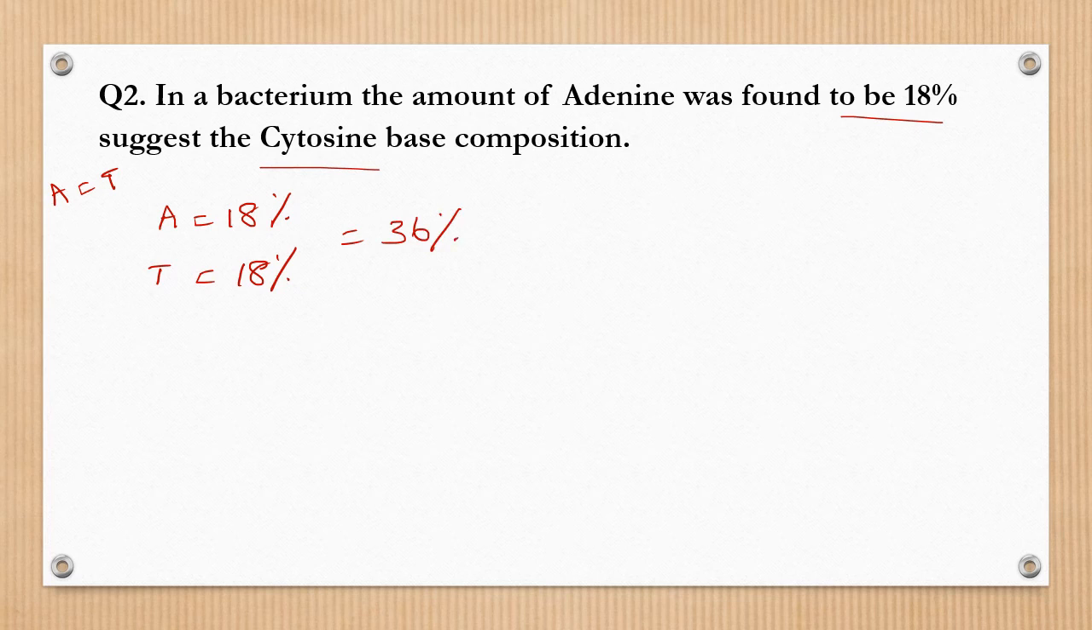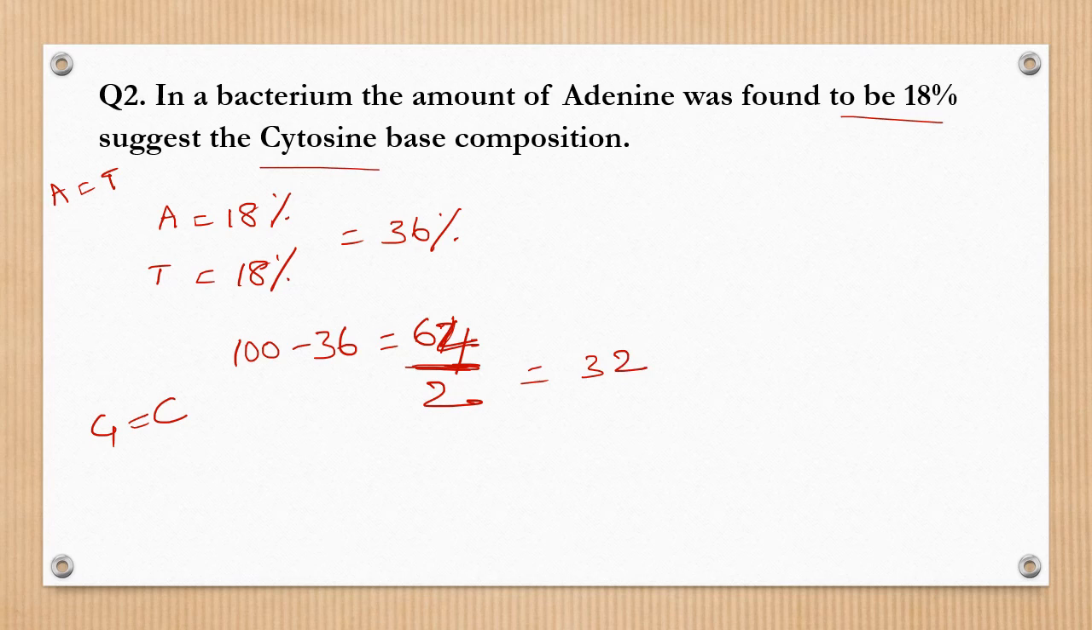Both together 36%. So 100 minus 36 is equal to 64. So G is equal to C. That means this 64 we need to distribute equally by 2. That means 32 and 32. So cytosine percentage is 32%. So C plus T, that means 32 plus 18, 50%. G plus A, G is 32, A is 18, then 50%.